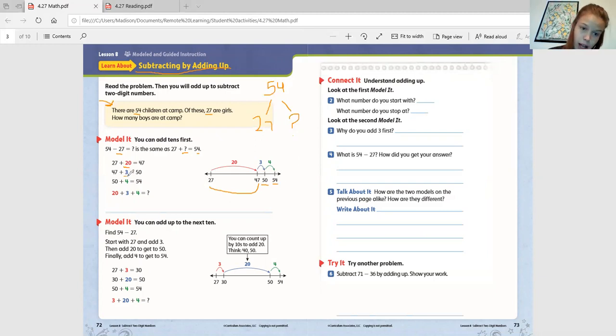And like we said before, we add all of those numbers together. And if we have 20 plus 3 plus 4, you know that those last two are going to be 7. So my answer is going to be 27.